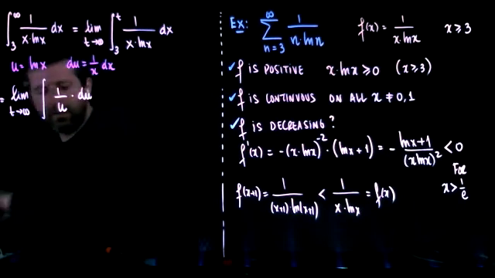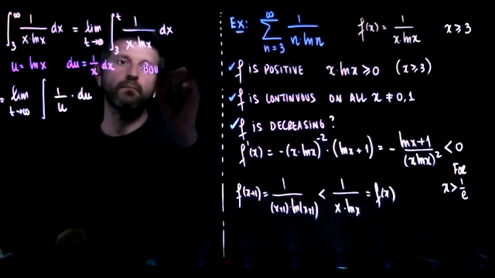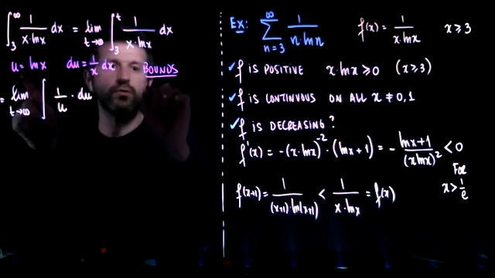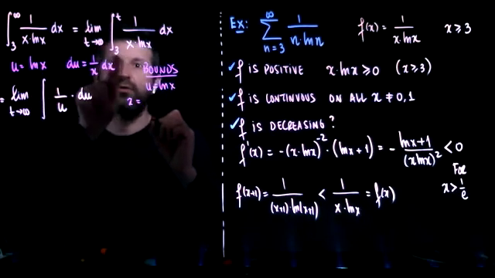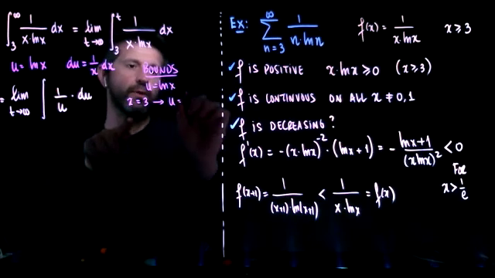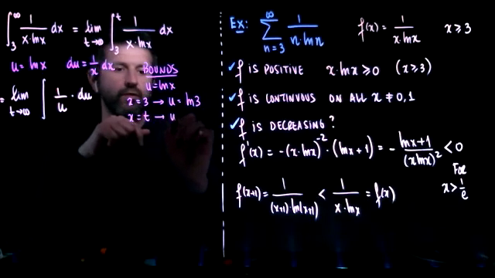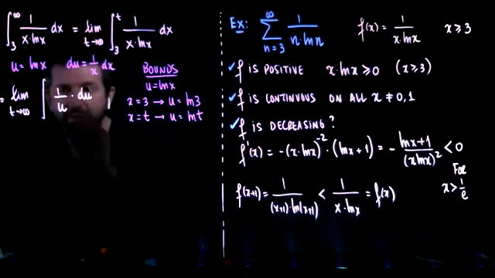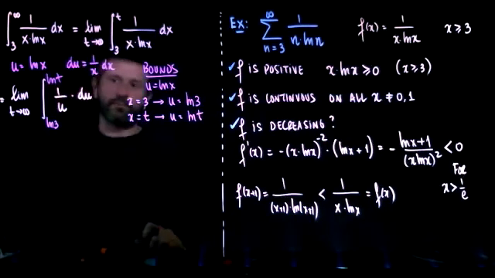So how do I change the bounds? If u equals ln x, that means that if x is 3, u will be ln of 3. And then if x is t, then u is ln of t. Perfect. So my bounds here need to be from ln 3 to ln t.